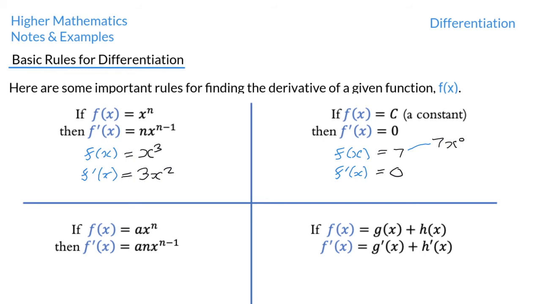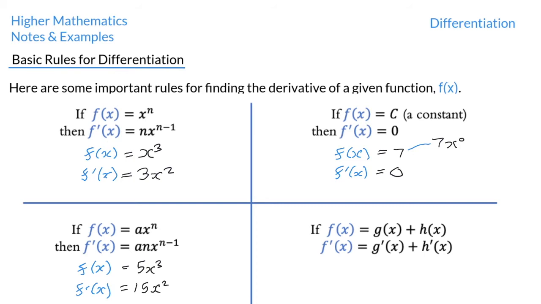Down below on the left now, if f of x equals a times x to the power n, then f dashed x is actually just a n x to the power n minus 1. Let me explain that a bit clearer. So this time, if f of x is not x cubed, but happens to be 5x cubed, so we've got this value a in front of the x term, we can still differentiate as we did before, so it'll just be our 3x squared, but we have to times by the 5. So 3 times 5 is 15, and then drop the power by 1.